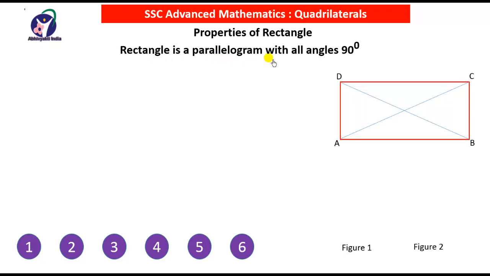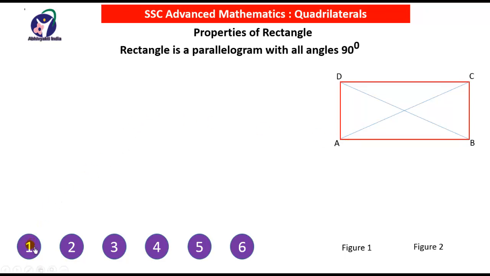A rectangle is a parallelogram with all angles 90 degrees. Here the rectangle is nothing but a parallelogram. It means all the properties of a parallelogram are applicable to the rectangle also. The difference between the parallelogram and rectangle is that all the angles are 90 degrees, but in a parallelogram they may not be 90 degrees. So if it is a parallelogram with all angles 90 degrees, we call it a rectangle. And now let us see a few properties of a rectangle, because all the properties of a parallelogram are applicable to it.